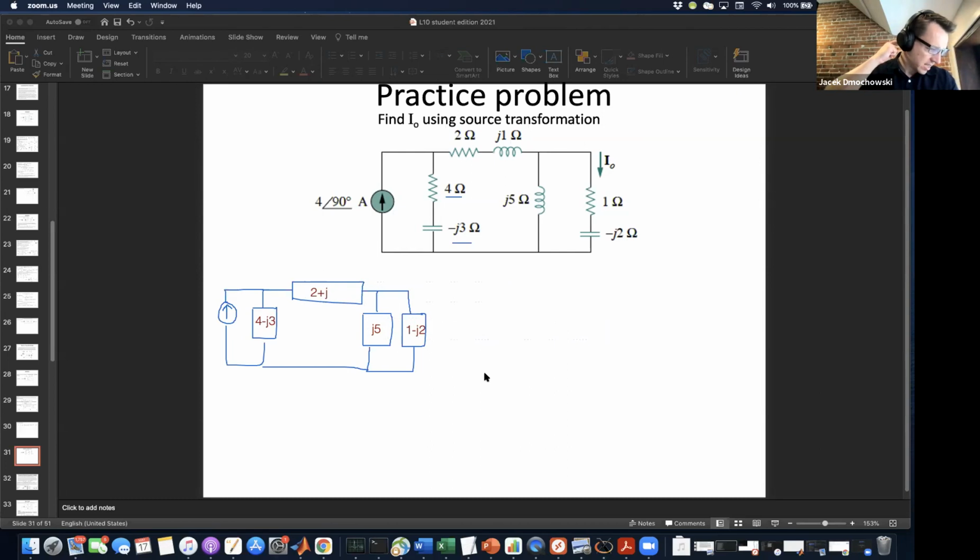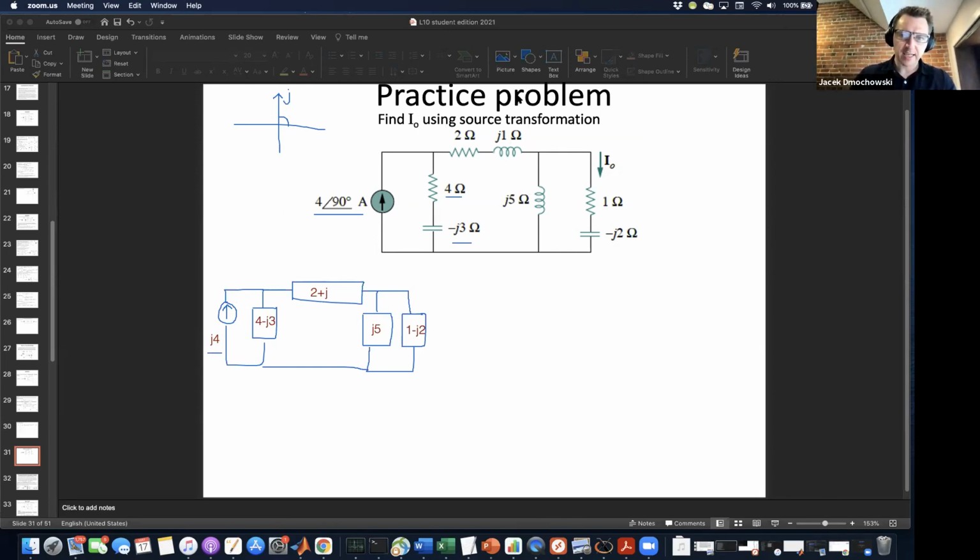So right away, there's a couple of things that would help. Namely, we have a current source here of J4. So why do I call this J4? If you're unclear, if you have the complex plane and you have a phasor with a magnitude of 4 and an angle of 90, that's equivalent to J4 because this is the J axis. So 4 angle 90 is equivalent to J4. So this is my circuit.